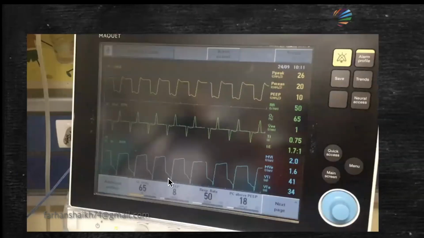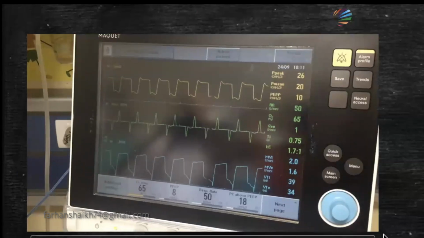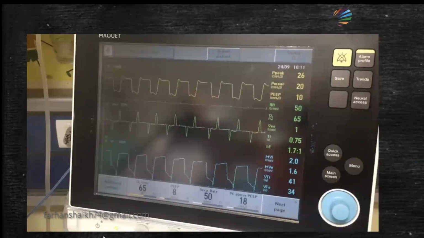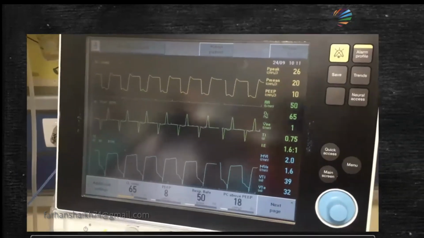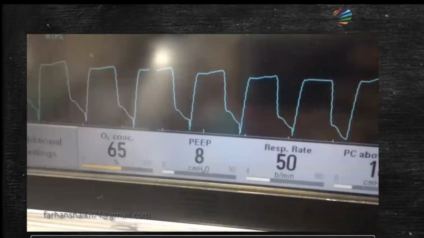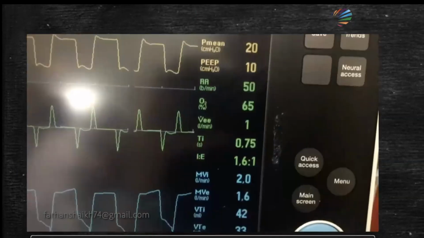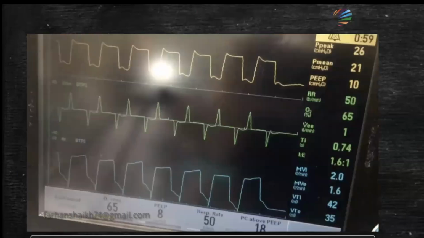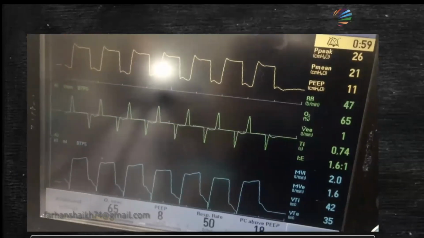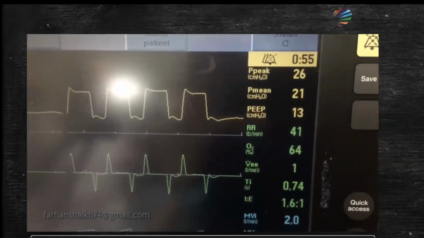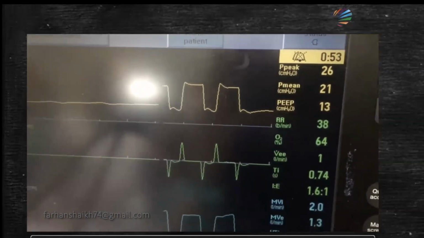So in this particular scenario, you can see the set PEEP is 8 centimeters of water, and then we are going to apply an expiratory hold of around 4 to 5 seconds. And when you apply an expiratory hold, this was the set PEEP as we showed already, 8, and you can see here the PEEP now is shown as around 12 or 13.